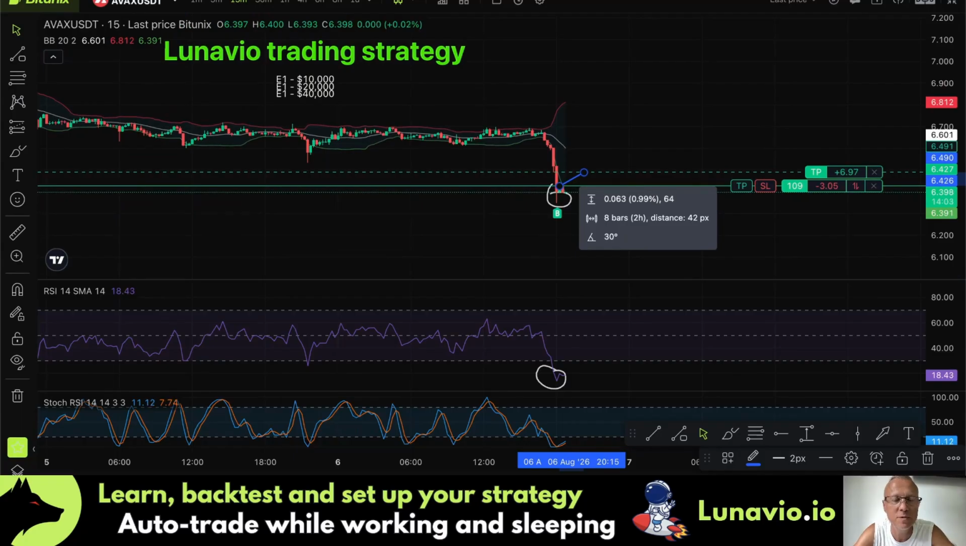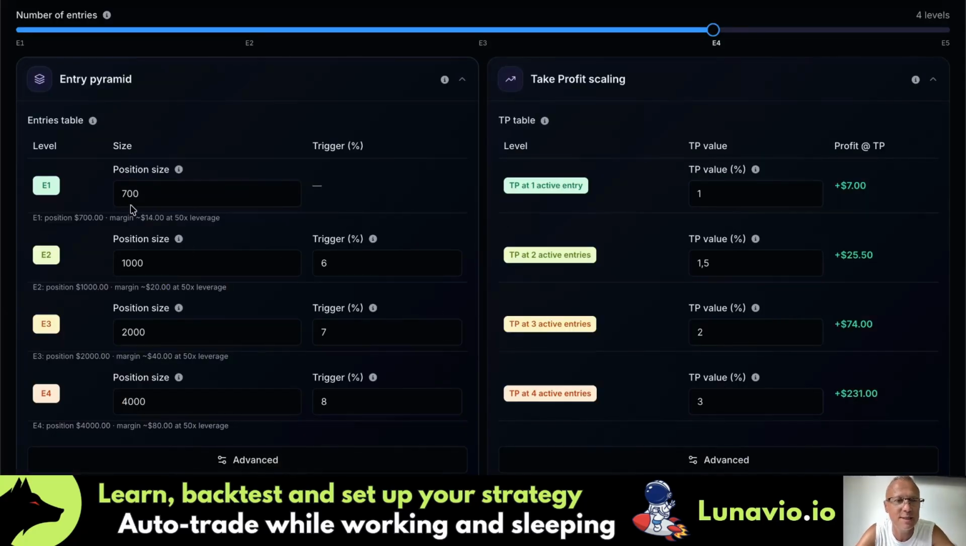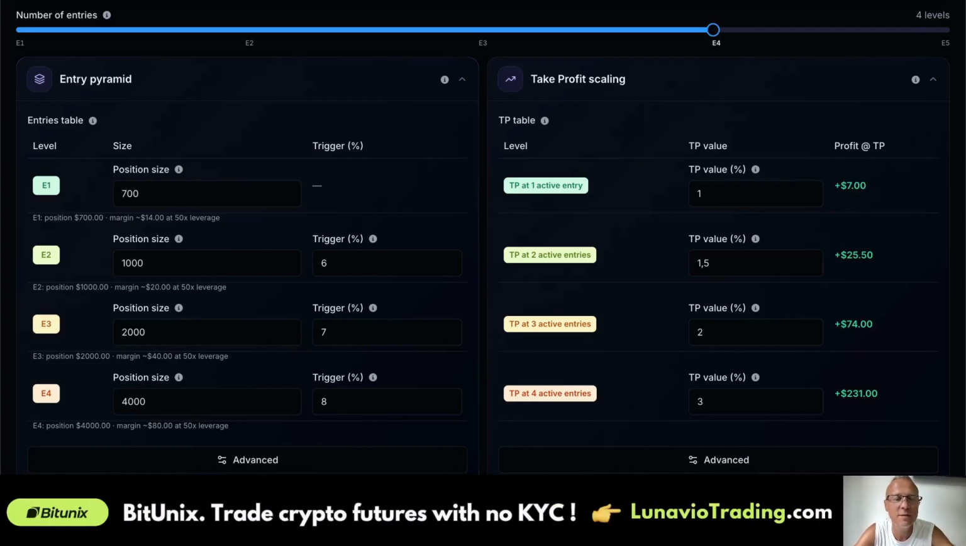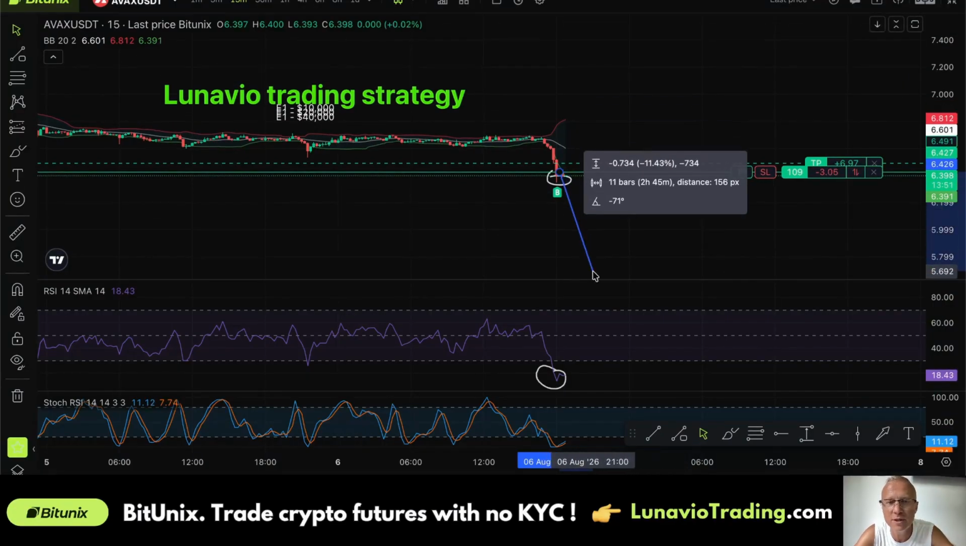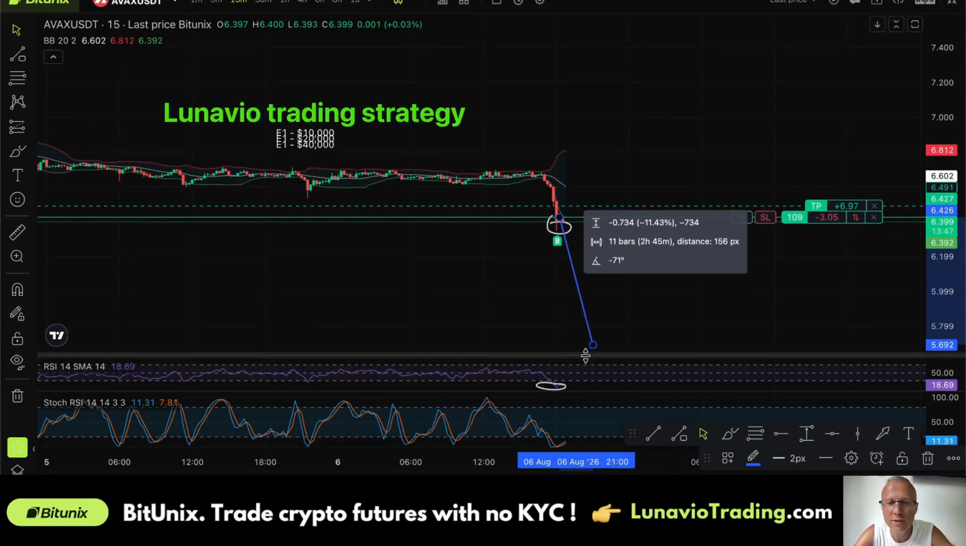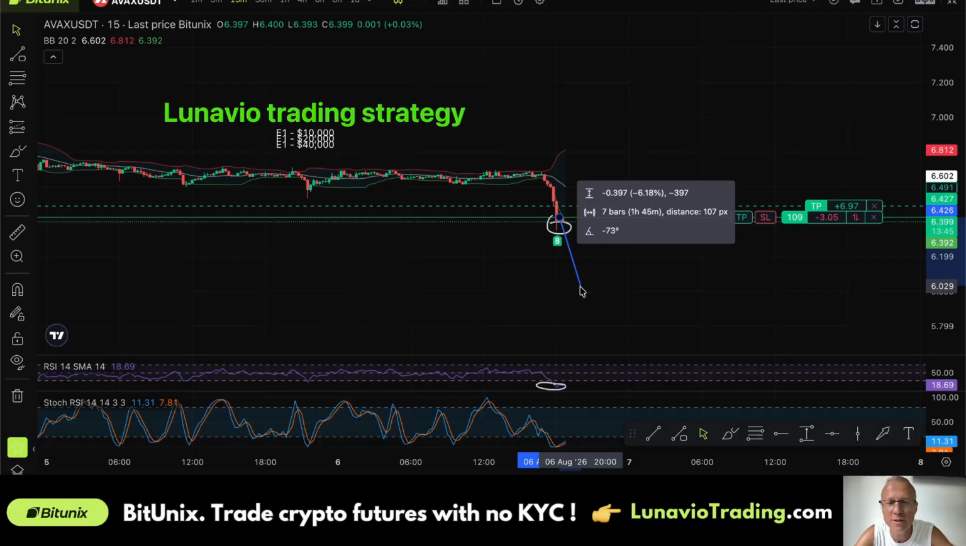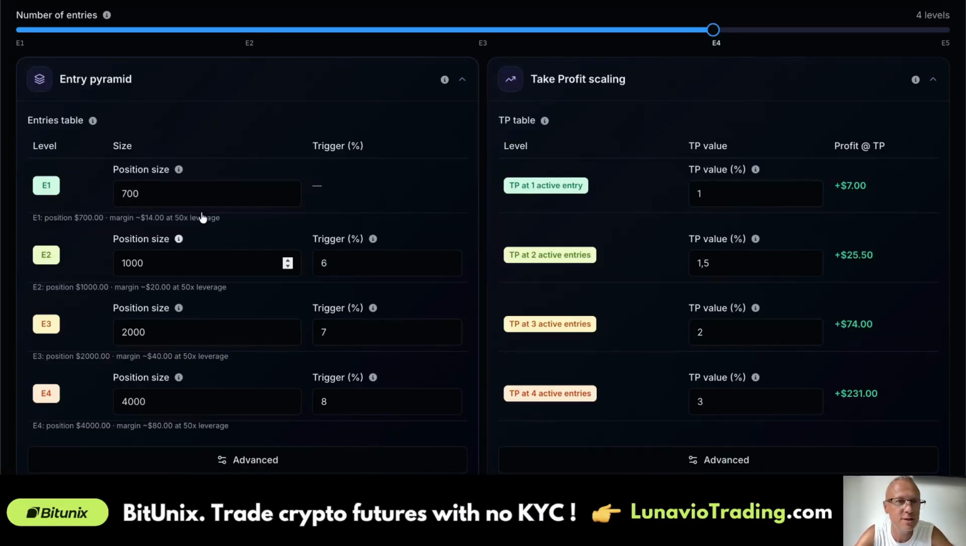But let's look at the settings now. If the price keeps falling, meaning I'll be in the red, and it drops another 6%, then the system will add to this position for me. It will place entry 2. So once we drop by 6%, it's already showing that. See, when we drop here by about 6%, then entry 2 will be placed here, and it will be for $1,000.